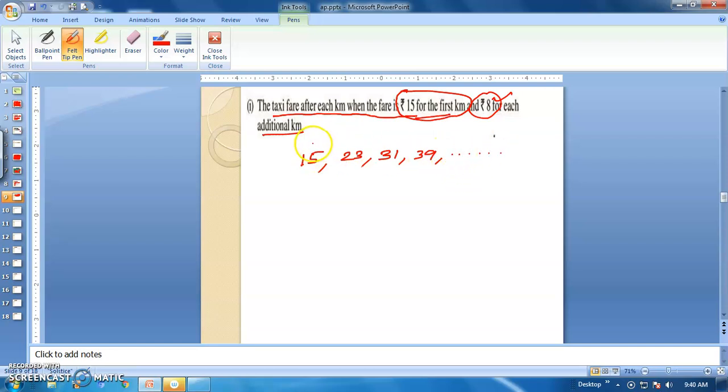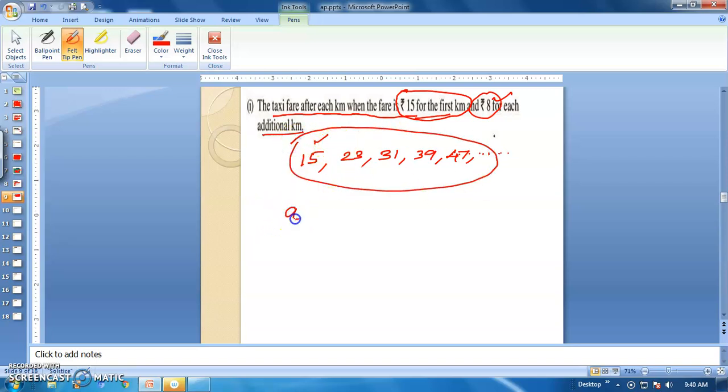So 15 is for the first kilometer and 8 rupees for each of the additional kilometers are given. So we have to add 8 to the previous one. So 15 plus 8, 23, 23 plus 8, 31, 31 plus 8, 39. And what about the next one? 39 plus 8, 47, etc. Keep going on. So is it in AP or not? Yes, it is in AP only.